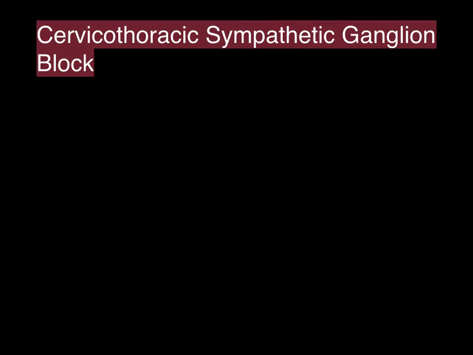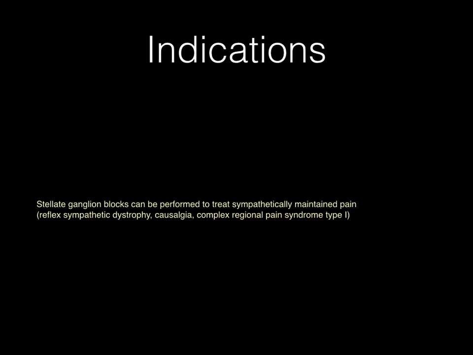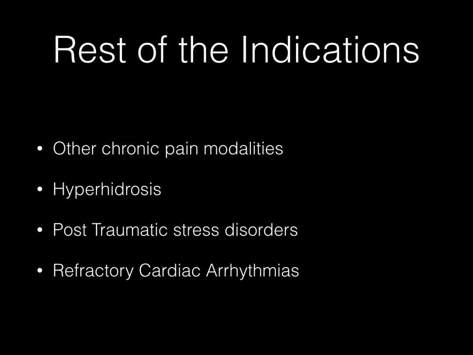Stellate ganglion block is also called a cervicothoracic sympathetic ganglion block. What is the indication? The primary indication of this block is to treat sympathetically mediated or maintained pain, otherwise known as reflex sympathetic dystrophy, causalgia, or complex regional pain syndrome type 1, which is mostly the newer term. The rest of the indications can be for other chronic pain modalities.